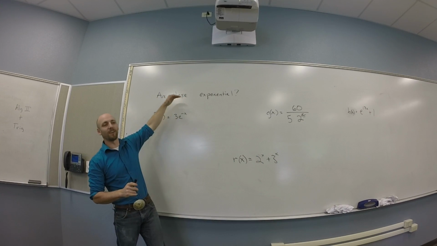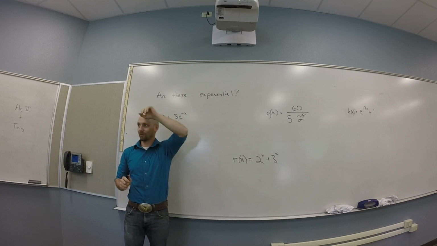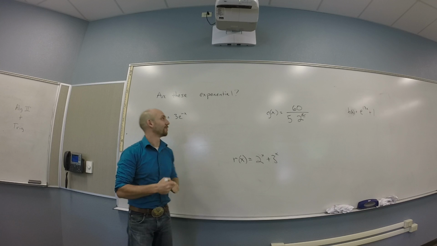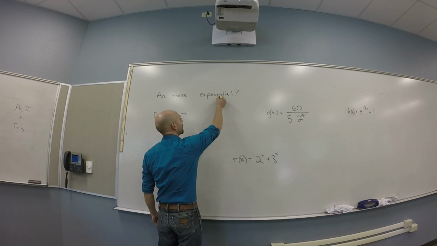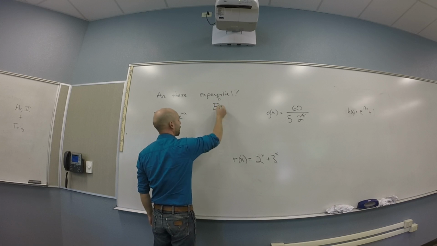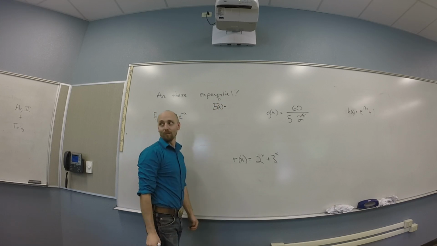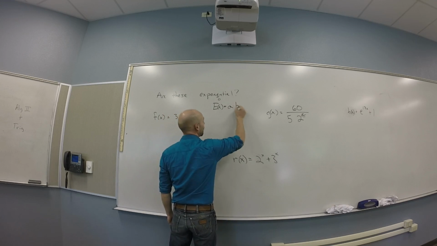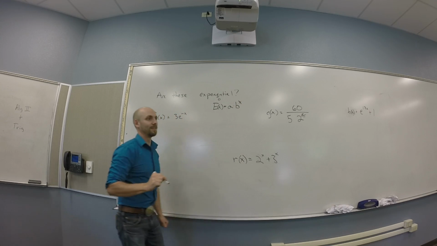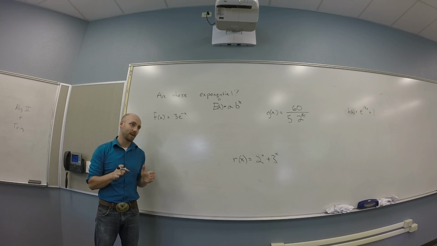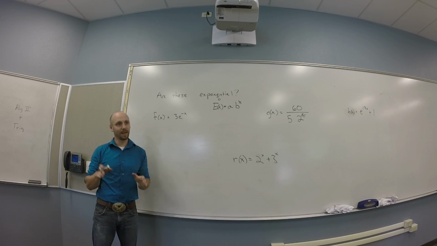I'm trying to classify, are these exponential functions? So I need to remember what an exponential function is. An exponential function is something like, I'm going to call this capital E of x, A times b to the x. For each of these, I'm supposed to classify, are they exponential or not, and then get A and B.